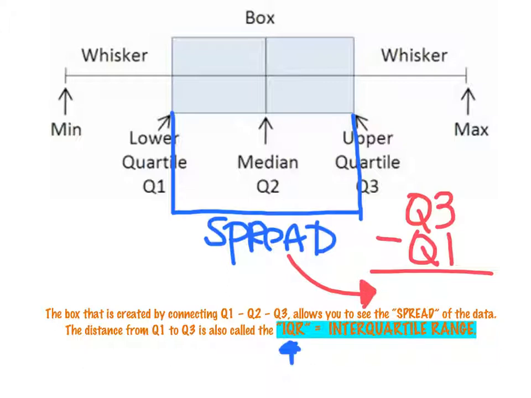Okay? Please make sure you write that down in your notes, because IQR, or interquartile range, is especially referred to in story problems as the spread of the data. You definitely need to be familiar with that.